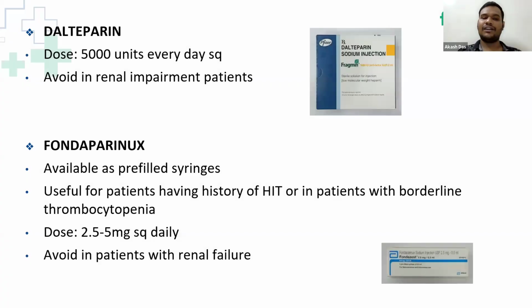Next thing is dalteparin. Dalteparin can also be used. The dose is 5,000 units subcutaneous every day. Avoid in renal impairment patients. Next is fondaparinux. This is also available in pre-filled syringes. Useful for patients who have a history of heparin-induced thrombocytopenia or in patients with borderline thrombocytopenia. You can always go with fondaparinux. Dose is 2.5 to 5 mg subcutaneous daily. Avoid in patients with renal failure.